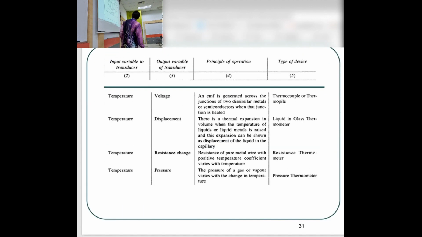For example, we have a temperature sensor. We need to understand what output we want from it. For example, temperature, the output can be in terms of voltage, in terms of displacement, resistance change, pressure. All this output requires a different sensor, different signal conditioning, different signal processing. So we want to recognize the output form that we want.